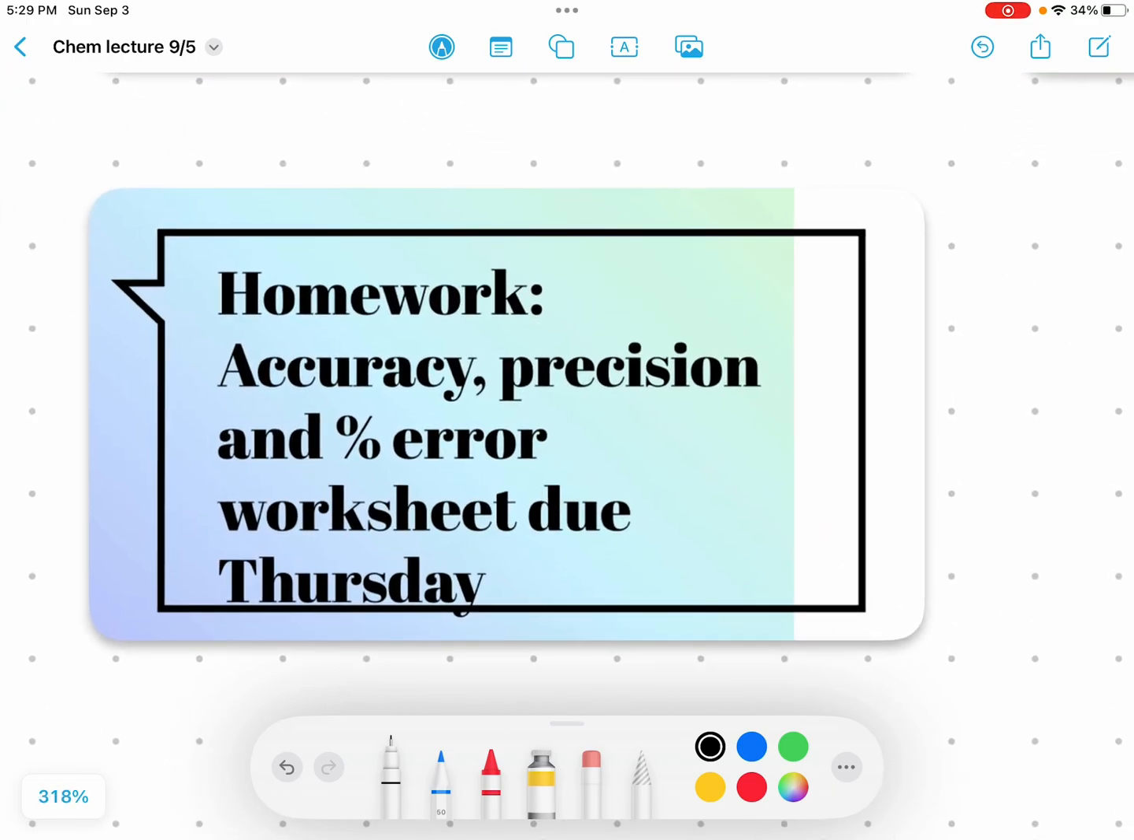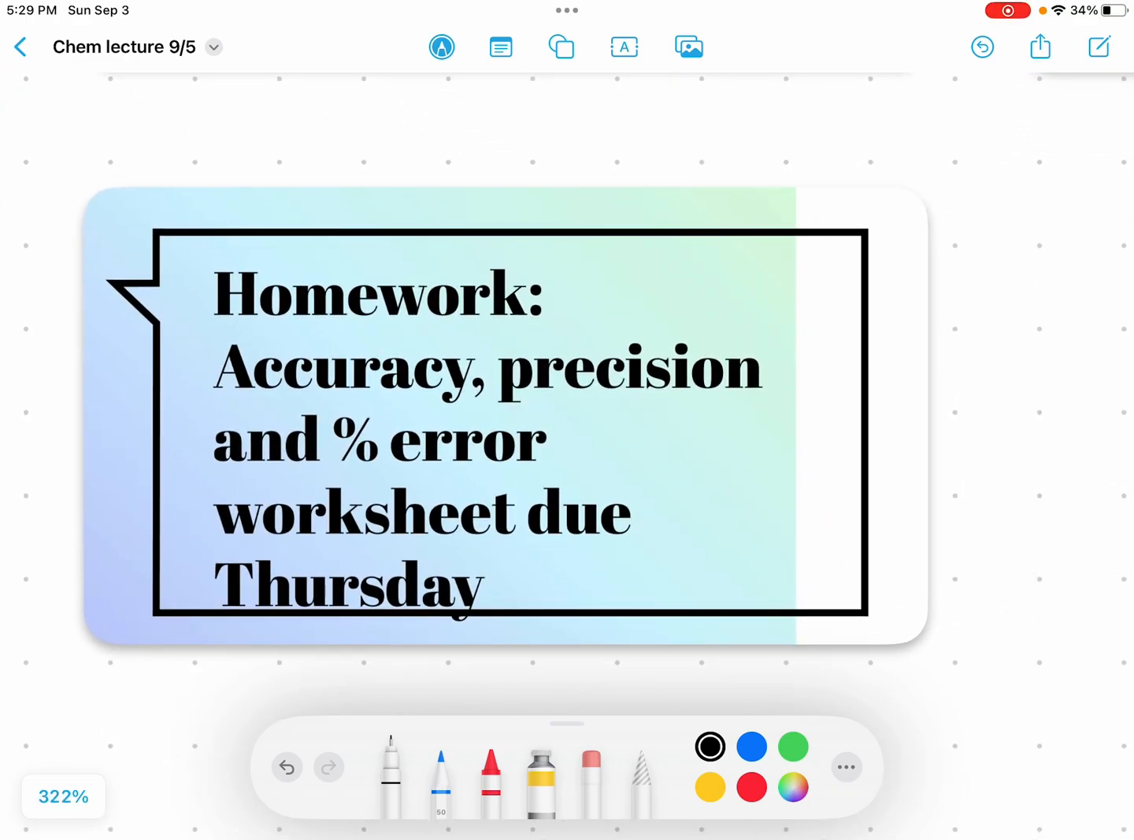All right, your homework for tonight. This is actually going to be due on Thursday because tomorrow we're going to do a lab called the Mini Metric Olympics. We're going to start it tomorrow and finish it up on Thursday. So this worksheet is due Thursday. It's the accuracy, precision, and percent error worksheet.